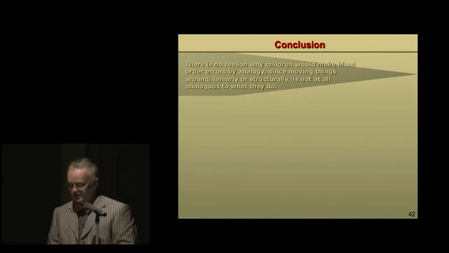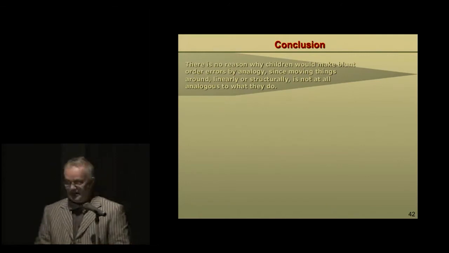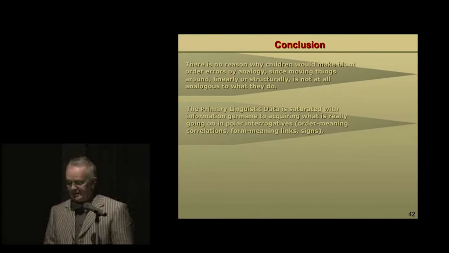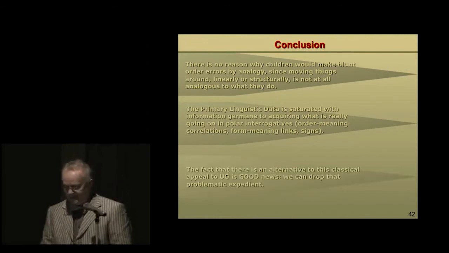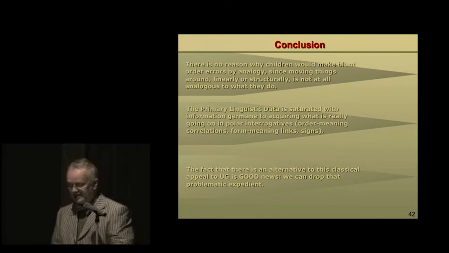Now, there's no reason why children would make blunt order errors by analogy like the ones mentioned at the beginning of the talk, since moving things around linearly or structurally is not at all analogous to what they do. The primary linguistic data is saturated with information germane to acquiring what is really going on in polar interrogatives: order-meaning correlations, form-meaning links, signs in general. Okay? The fact that there's an alternative to this classical appeal to UG, structure dependence, is good news. It means that we can drop that problematic expedient.